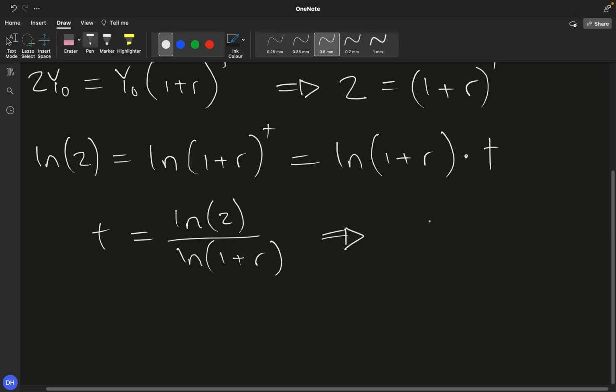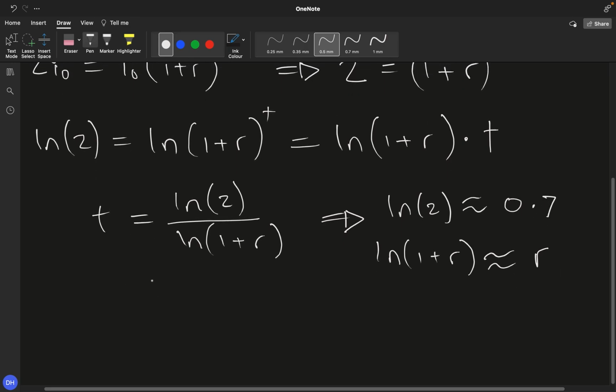Now, if we want a quick approximation, we can round firstly log of 2, approximately 0.7. We can round that to 0.7. That's why it's called the doubling rule of 70. It comes from that. And the log of 1 plus r, I've gone over this in another video, using a log approximation for small r, log of 1 plus r is approximately equal to r. So we can approximate t with this 0.7 on r.